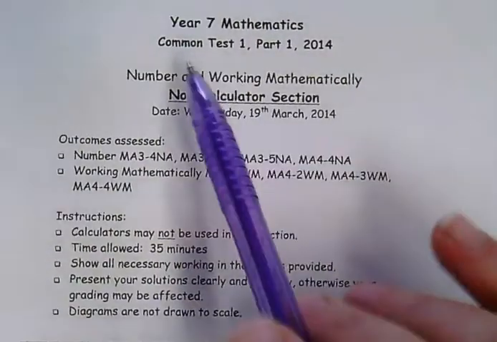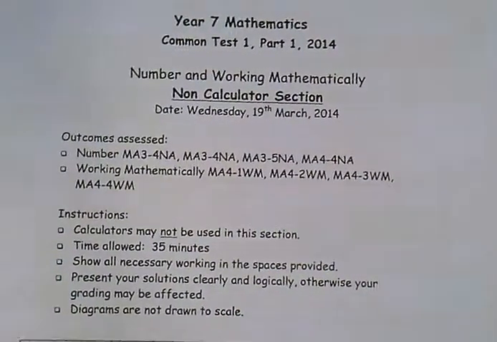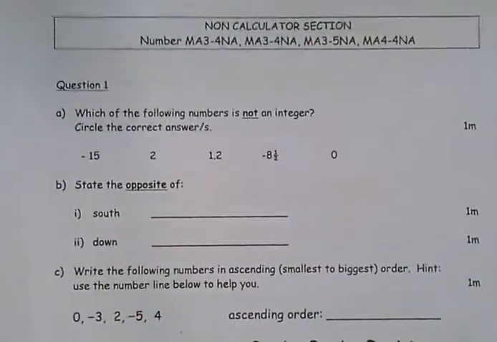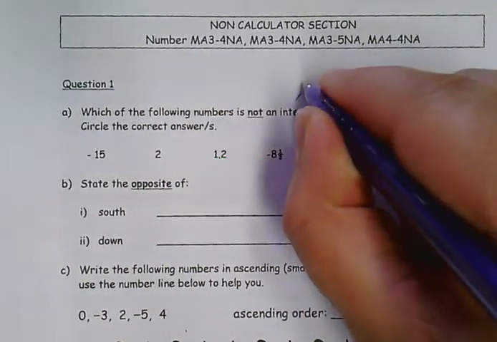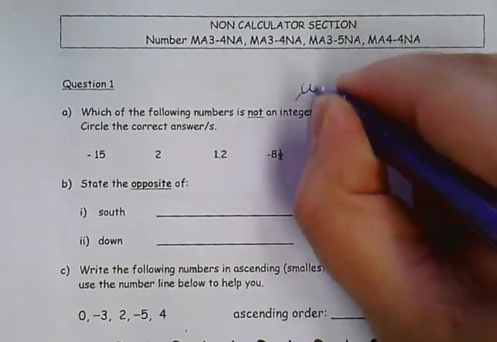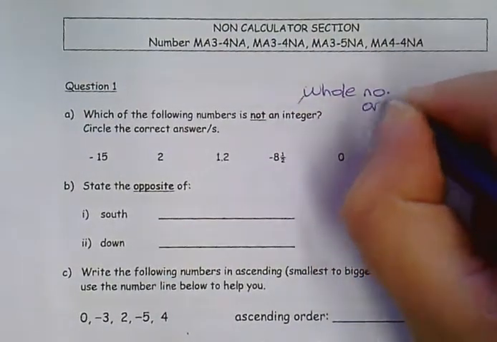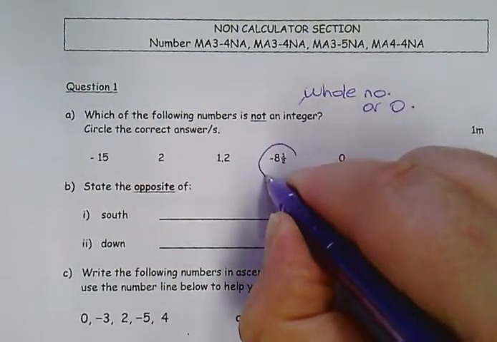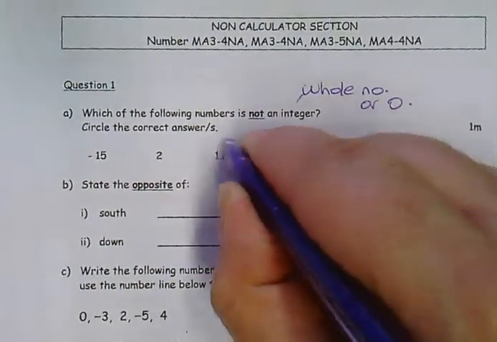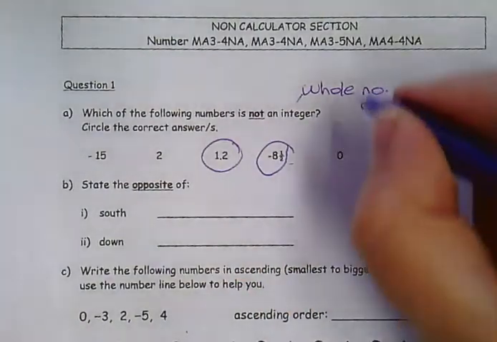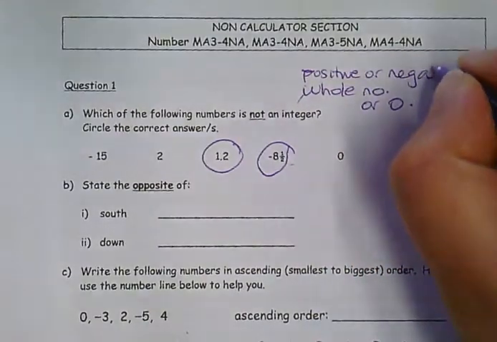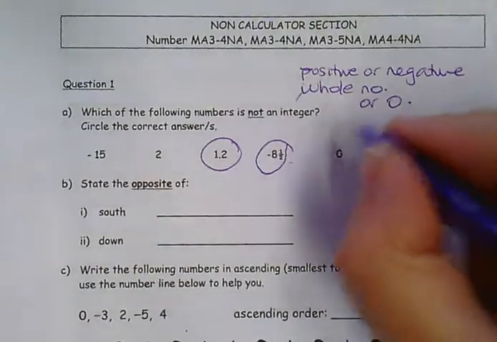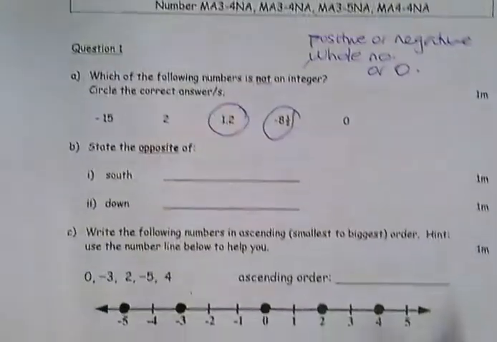This is the non-calculated section of the Year 7 2014 Task 1 on integers, positive and negative integers. Looking at question 1, which of the following is not an integer? Now an integer has to be a whole number, a positive or negative whole number, or 0. So a whole number or 0, and the ones that aren't integers are negative 8.5 and 1.2. So it can be a positive or a negative whole number or 0. Okay, so two of those are not integers.